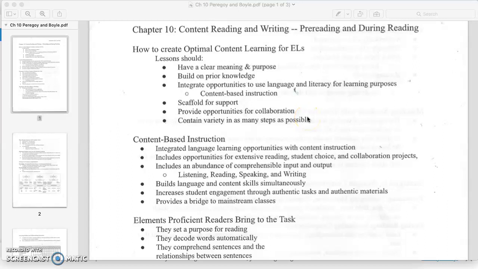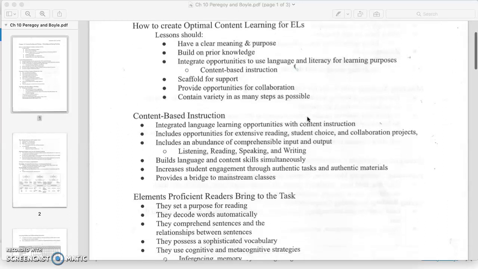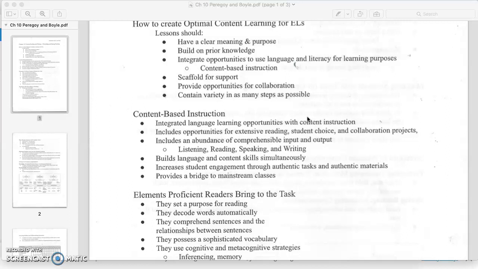So I'll be focusing on chapter 10 of Peregoy and Boyle. And in this chapter, they focus in on the content reading and writing and instructional practices for the pre-reading and the during reading. And so they talk about how to create optimal content learning for ELs. And in order to do this, lessons should have a clear, meaningful purpose.